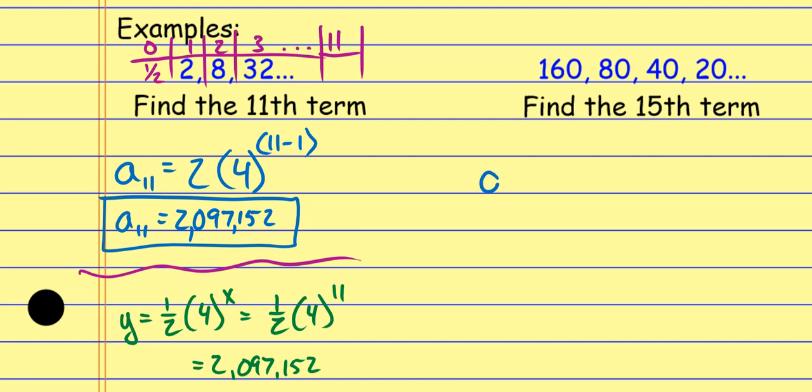I start with this guy and say, well, I want the 15th term, so I want a sub 15. That's how we label the 15th term. Equals a sub 1. A sub 1 is the first term, which is 160. Times r to the n minus 1. Well, r this time is 1/2. It's the thing I'm multiplying by each time. And that's why we have to think of it from that perspective.